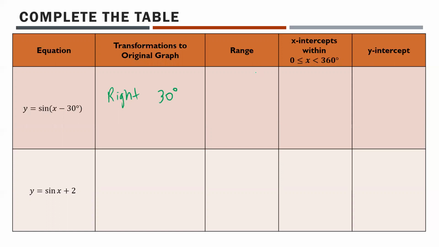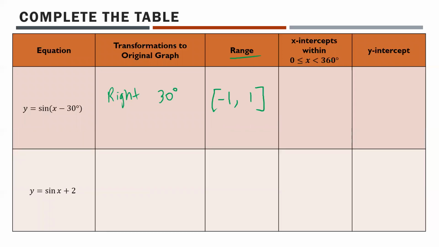Now, our range has to do with our y values. I want you to notice, if we're just moving it to the right by 30 degrees, we're not moving it up or down, we're not stretching it vertically, so our range isn't changing. For sine or cosine, without any other things happening to it, the range should just be from -1 to +1. That's the normal range of sine and cosine. This one's going to be a little bit trickier.